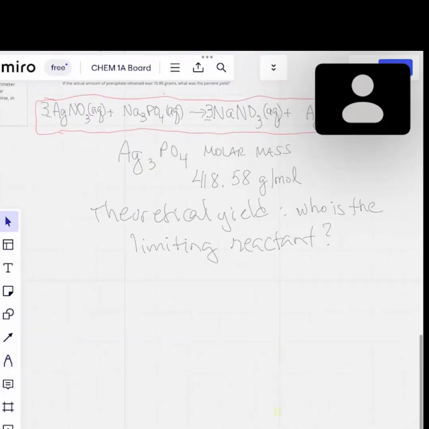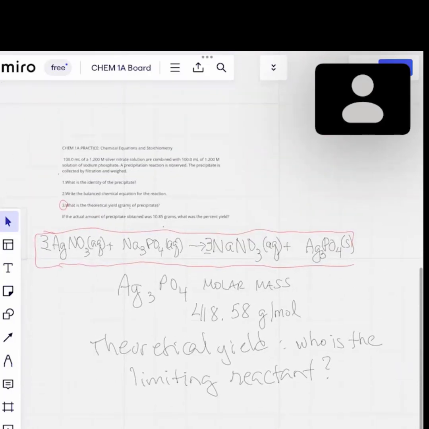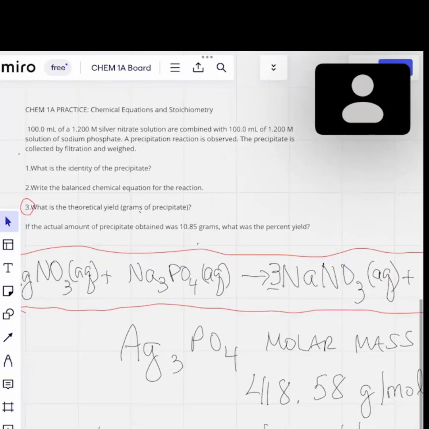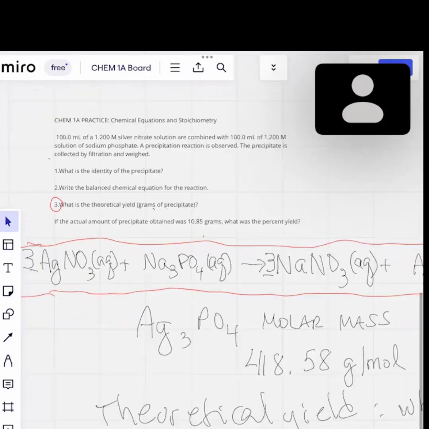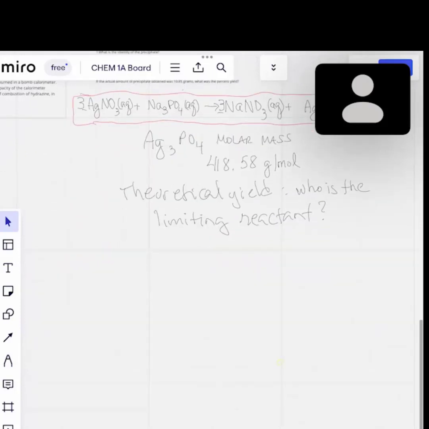So let's start out with our silver nitrate. It said in our problem that we had 100.0 milliliters of 1.20 molar silver nitrate. So we're going to say here we have 0.1000 liters of silver nitrate solution. And we can use either the parenthesis or the grid method. I'm going to use parenthesis in this case.